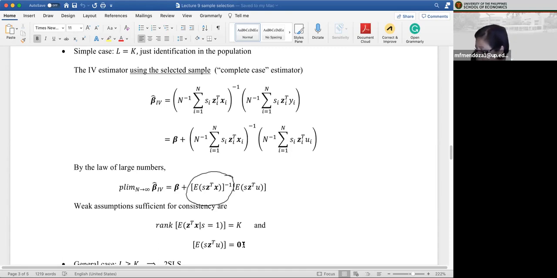So that just makes sense, right? If this is 0, and this is defined, then the second term would be equal to 0, okay?